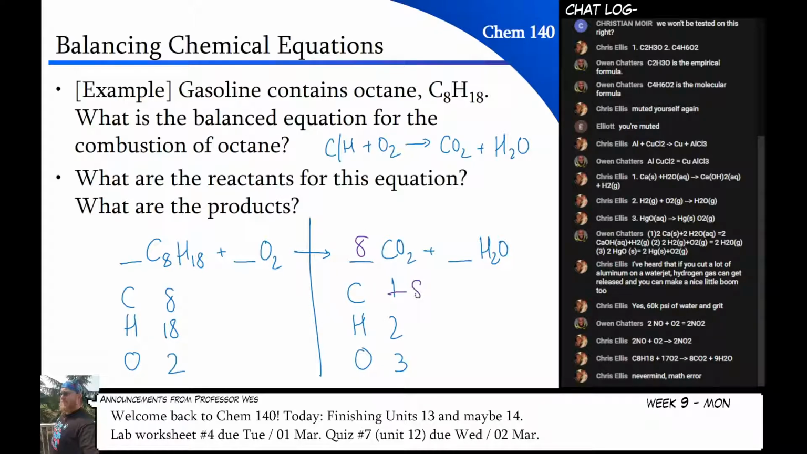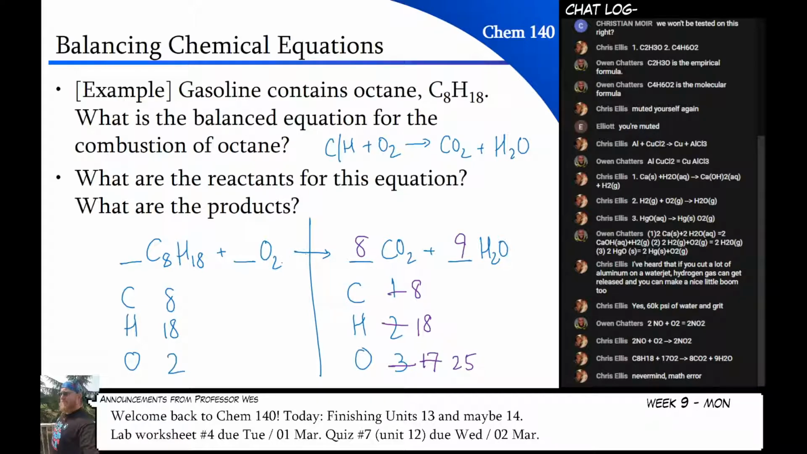Because now I would have 8 carbon. So that's done. I would then have 8 times 2 is 16, plus this one is 17. That's an odd number, and that's not great, right? What about hydrogens here? Well, I have 18, so if I do this, now I have 18 on both sides. So my carbon and my hydrogen are all set. Hopefully my oxygen will work out too. So I got 8 times 2 is 16, plus 9 is 25, right? So now I have an issue.